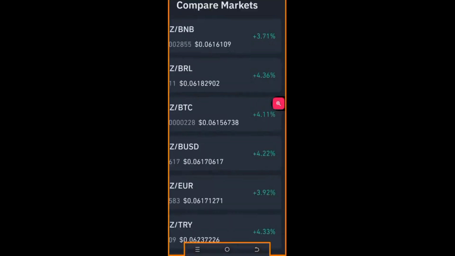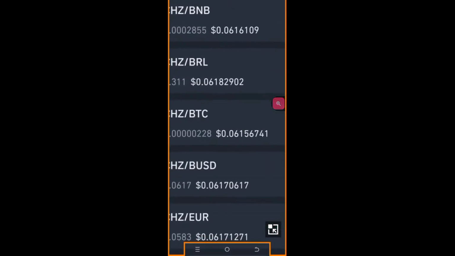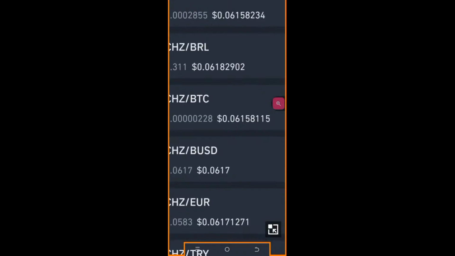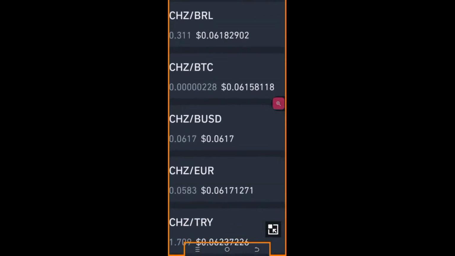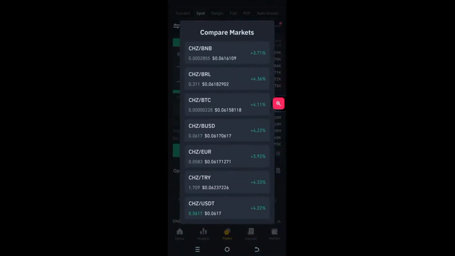Let me enlarge this for you to see. Good. We have 0.061 at BNB. We have 0.0616, 0.0618 at BRL. BTC is 0.0615, 0.0617. Wow. Then EUR. So normally I like to use the base currency as USDT. The reason being, it's easier for me to work with. Well, at times I may have to change.